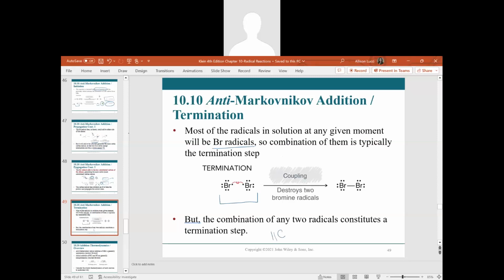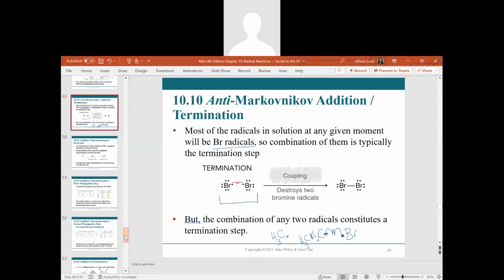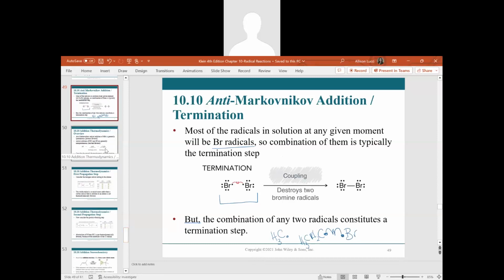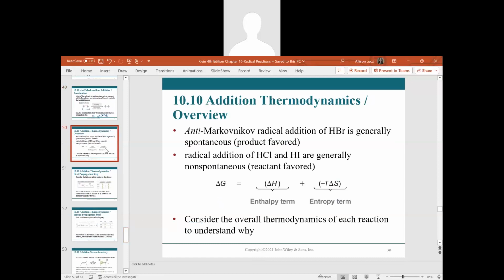But you should note that we might have a methyl or an ethyl, any other radical could be involved in a termination with any other radical. So again, the termination step involves any two radicals combining to remove the radicals so these propagation steps do not continue. So let's take a look here at the addition reaction thermodynamics.